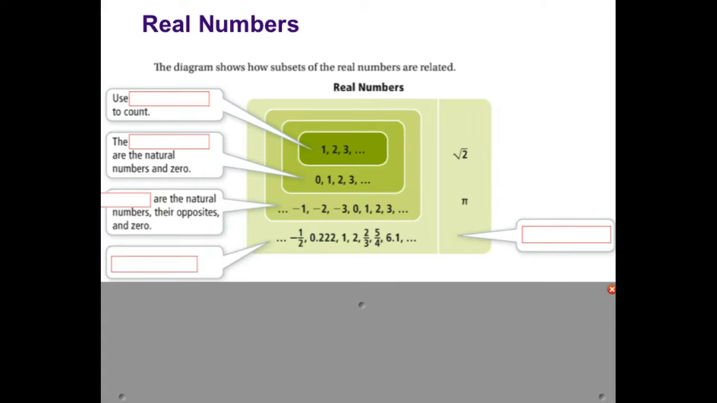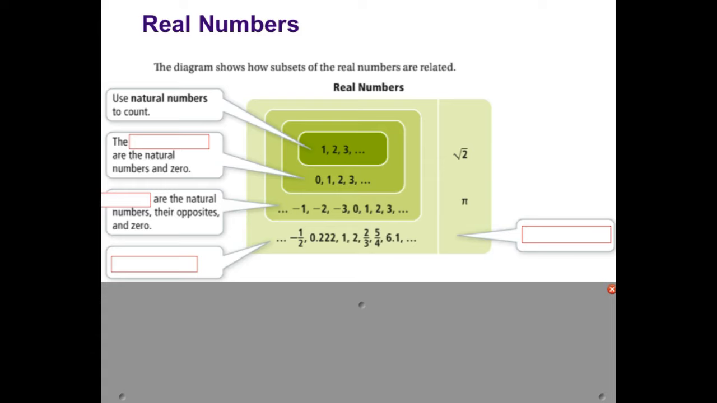Mine's going to look a little bit different than what you have in your notes, but make sure you can follow along. The first one we're going to talk about are natural numbers, and natural numbers are the numbers we use to count: 1, 2, 3, 4, 5, etc. So make sure you write down that definition and examples of those numbers they have in the green.